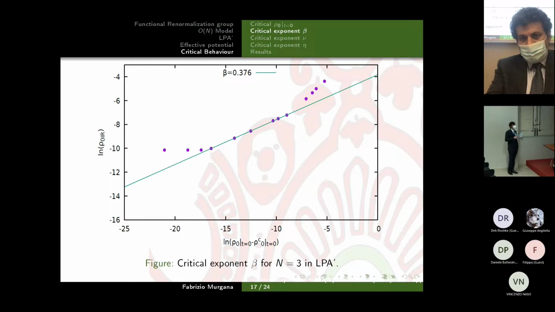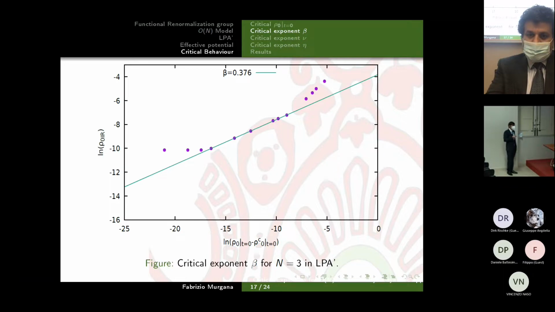Now you see that there are some points a bit off of the graph. This is for n equal 3 in the LPA prime. And I can justify this because these do not belong to the critical behavior, just because you have some error on the determination of the critical parameter rho 0 critical. So if you start with values which are too close to this critical value, you end up with points which do not belong to the critical behavior. And that's exactly the opposite for the other points, because they are too far from the critical behavior. So you expect them to be off of the line. And this is for beta.